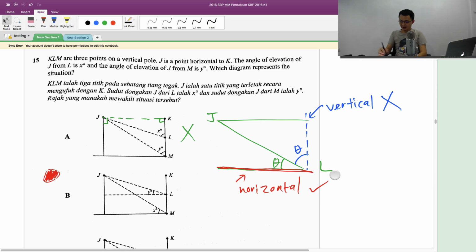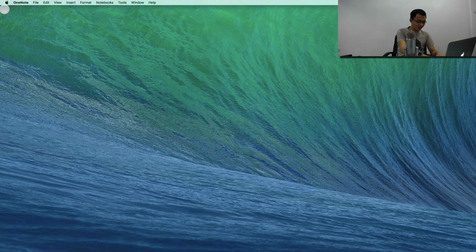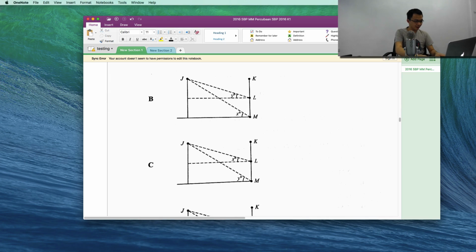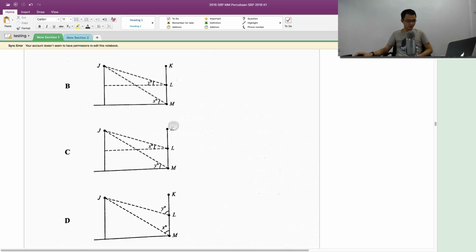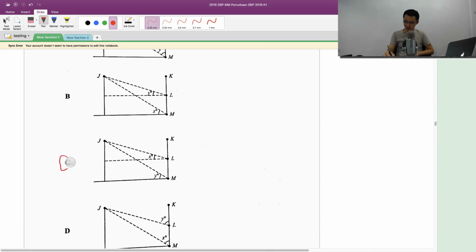J from L is X, this is Y, so this is wrong also. And then this one might be correct. And then this is vertical, see, it's actually using the vertical. I cannot erase, it makes me a little bit frustrated, so I will just restart it. So the answer obviously is C, because A, B, and D are wrong.